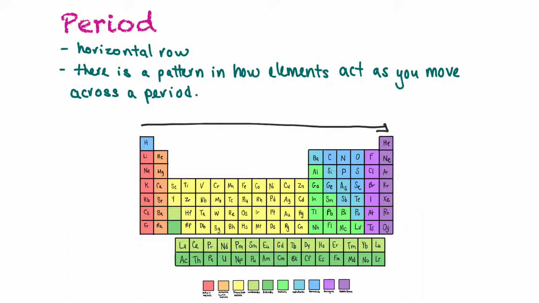And there's a pattern in how elements act or behave as you move across a period. So if we start here, this group is very reactive, then it's not quite as reactive and a little bit less reactive, and then as it goes this way, it gets more and more reactive and really, really reactive again, and then the noble gases aren't reactive at all. And then you'd start all over again, being really reactive and so on.